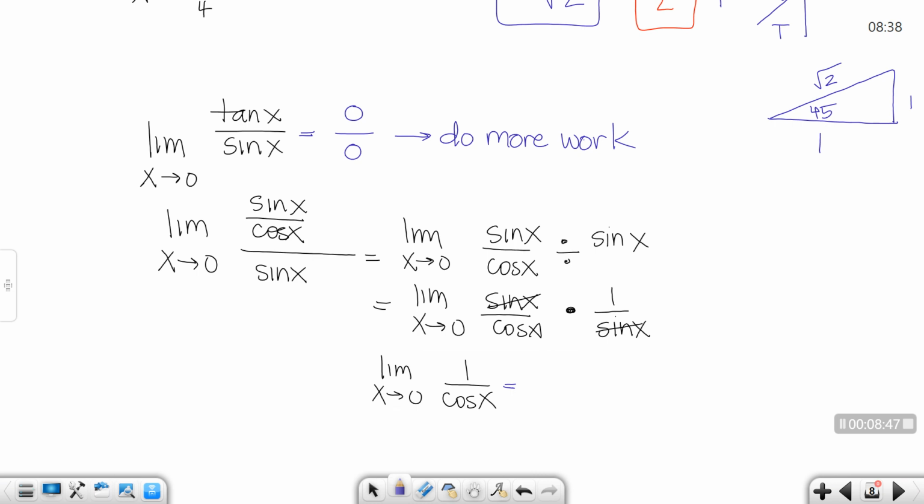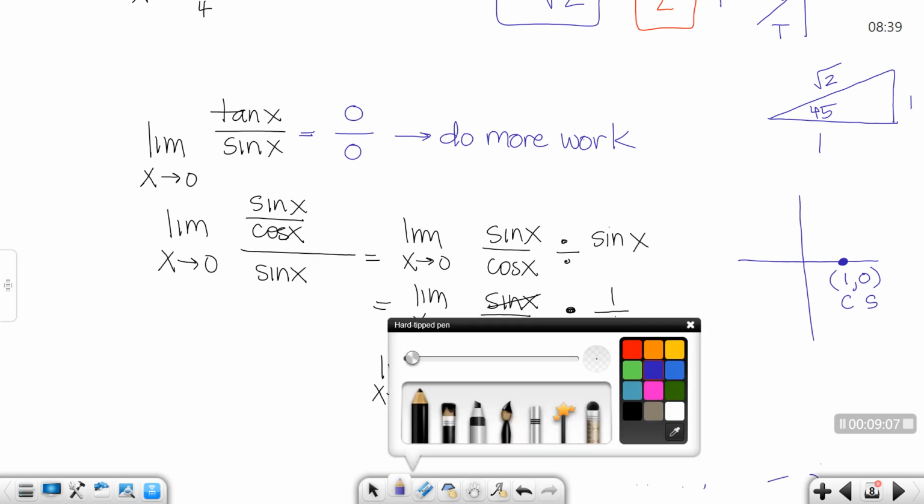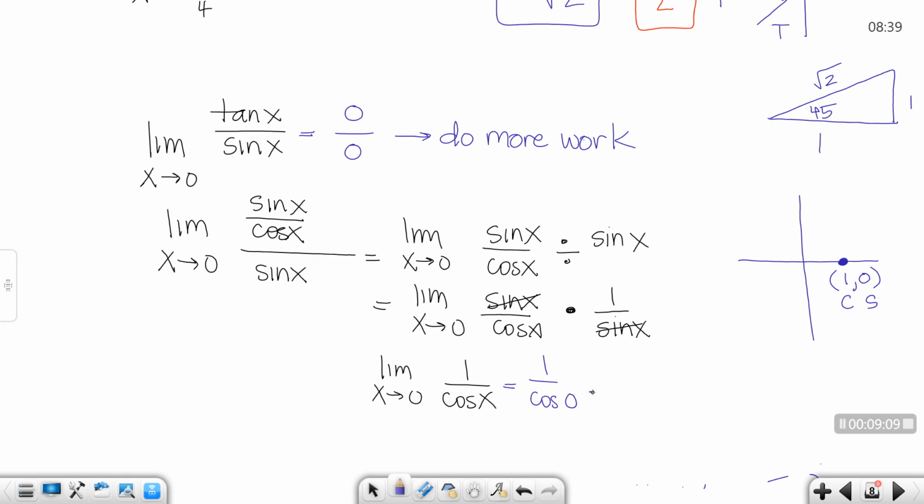If I plug in 0, I get 1 over the cosine of 0. Okay, now that's back at a quadrantal angle. Okay, here's my angle 0. That's the point 1, 0. So what I notice about that is the cosine at 0 is 1, and so that would be 1 over 1, and that is your answer.